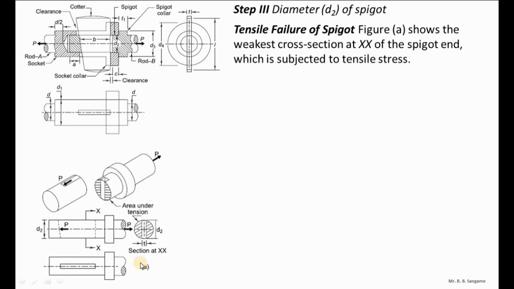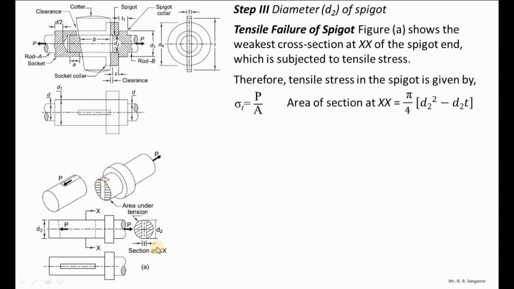So the induced tensile stress will be equals to sigma t is equals to P by A, and area under tension for the spigot at the cross section xx, here you can see that it is pi by 4 d2 square, and once again I am going to deduct the area of the slotted part inside which there will be a quarter. So here there is no material, the cavity is there, so we need to deduct this area from the total area. Total area is pi by 4 d2 square minus d2 into the thickness. Okay, so area will be pi by 4 into bracket d2 square minus d2 into t.